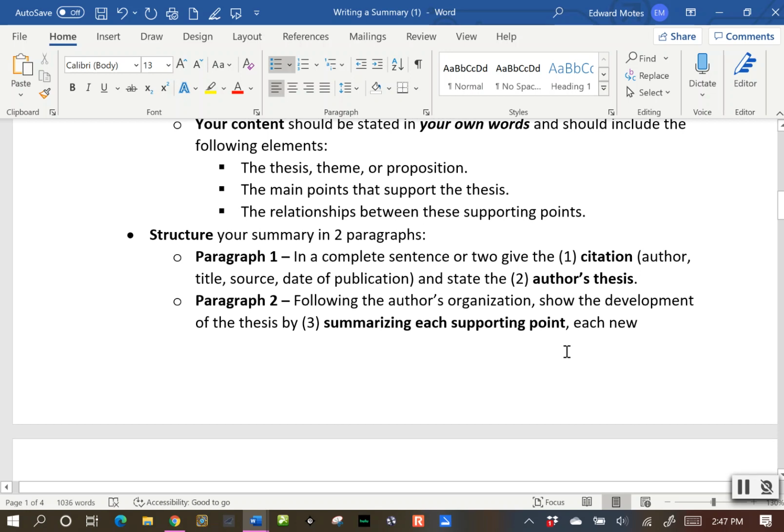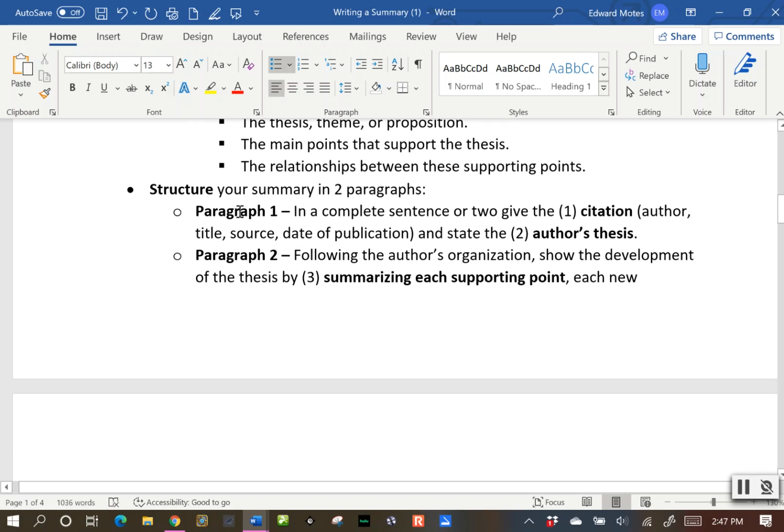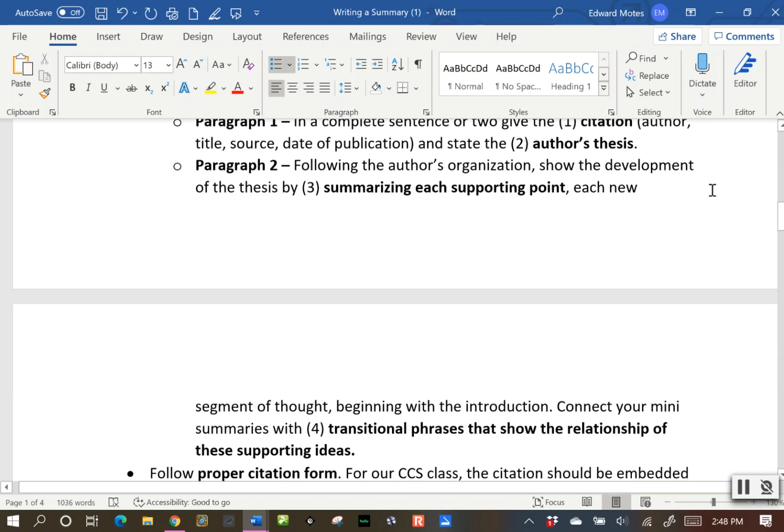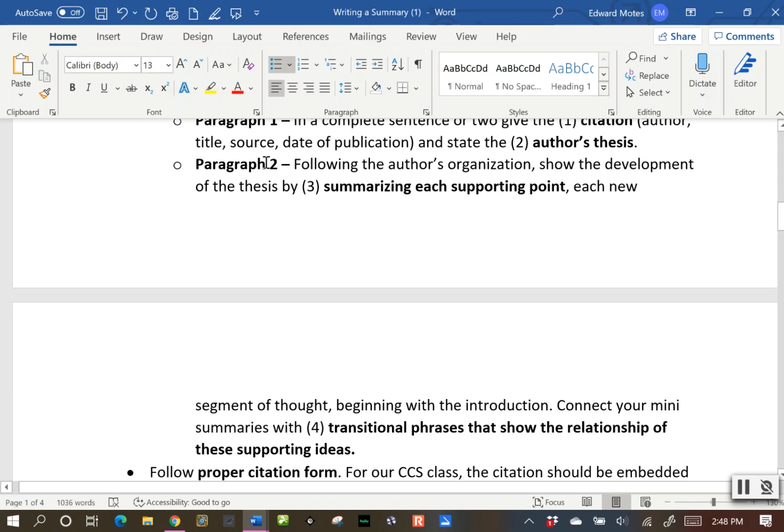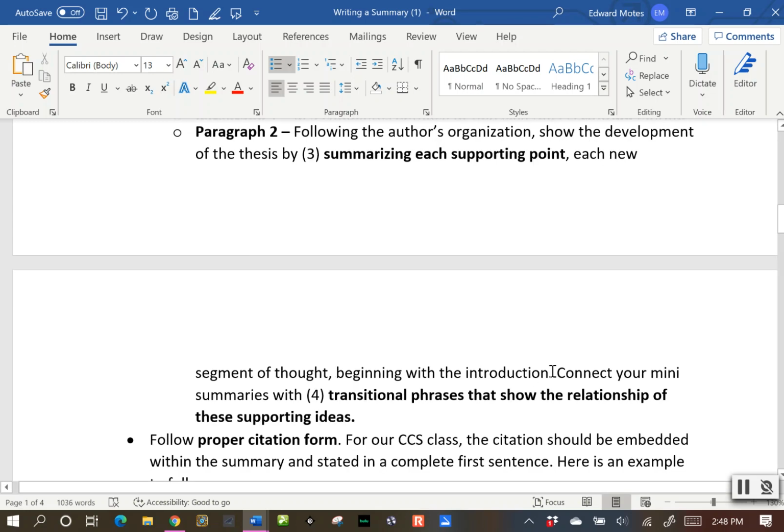Alright, so the structure, the formatting of this. You're going to have 2 paragraphs. The first paragraph is always going to be your shortest. First, you're going to have the citation. The citation has 4 parts to it: the author's name, the title of the article, the source where it came from, so the title of the newspaper, and the date of publication. And then you're going to state the author's thesis, so the topic of what they were talking about plus what the author believed about that topic. And then in paragraph number 2, you're going to summarize each supporting point from that article and show how they all relate to one another.